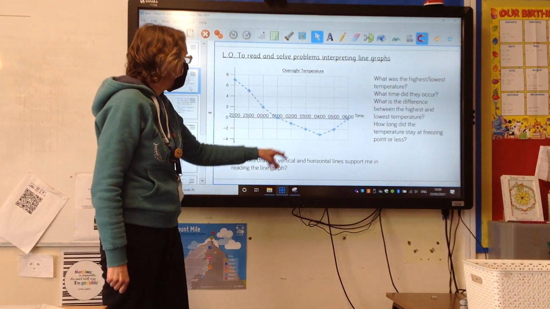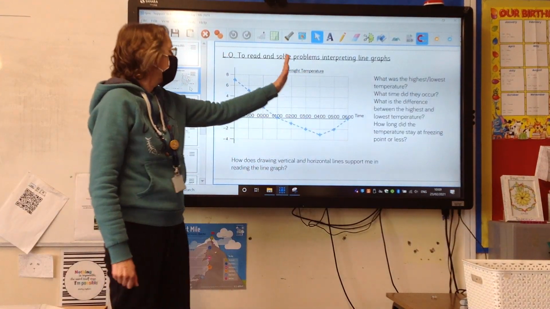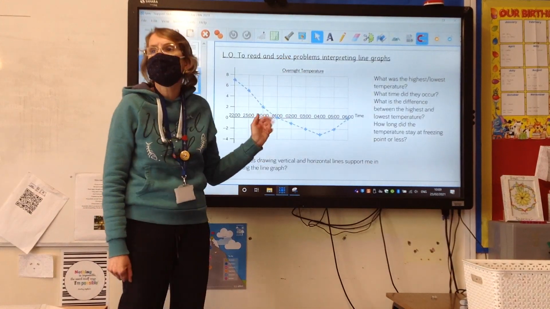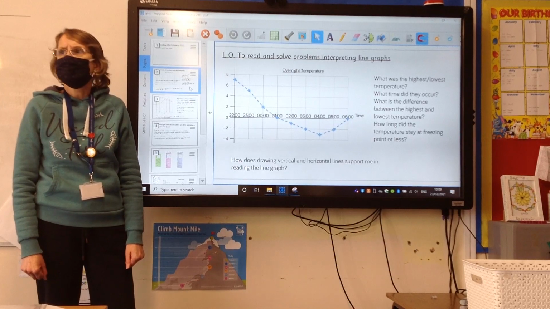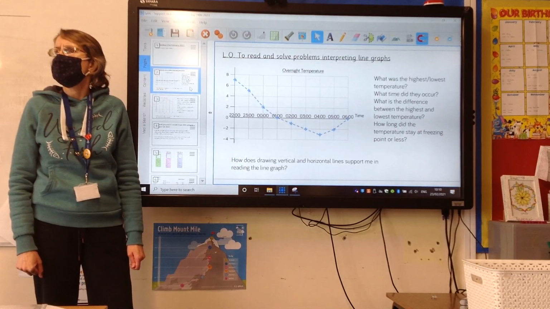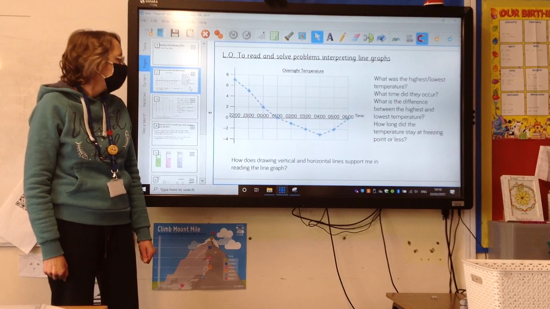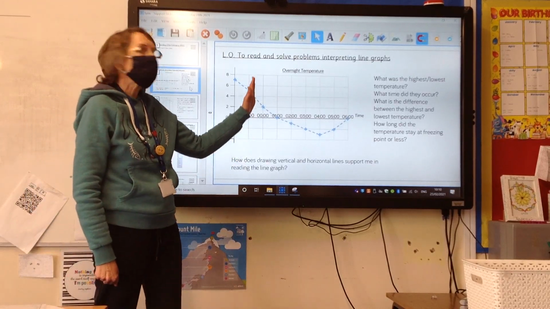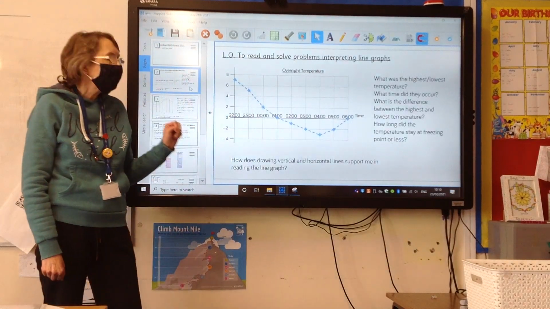Okay. How does drawing vertical and horizontal lines support me in reading the line graph? They probably did that on square paper. But do the squares help you to read the graph? Yes. How? If the line was there, you would know that it's definitely there. Yeah, it does help you to follow it through, and to read it really carefully and be accurate, because it's important to be accurate.